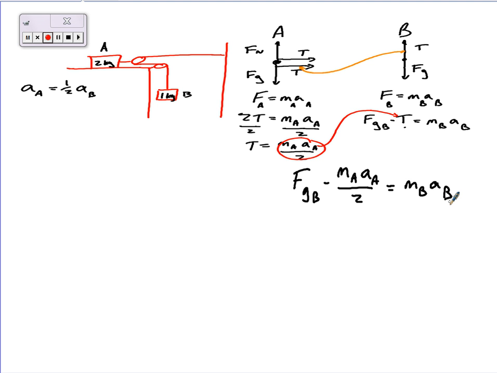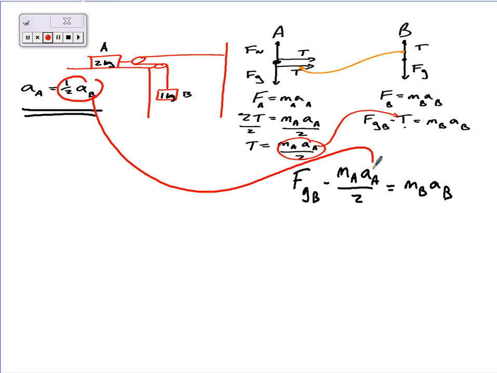The only other substitution we're going to need to do is all the way back over here, and that is substituting the acceleration of A and the acceleration of B. Again, you can solve it however you want to. We can solve A into B or B into A. It makes no difference. I'm actually going to leave this equation the way it is, and I'm going to plug this into there. So I'm going to write it out for the time being. We have the force of gravity on B minus the mass of A times 1/2 the acceleration of B, over 2, is equal to the mass of B times the acceleration of B.